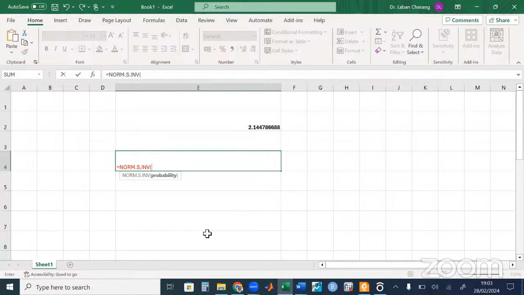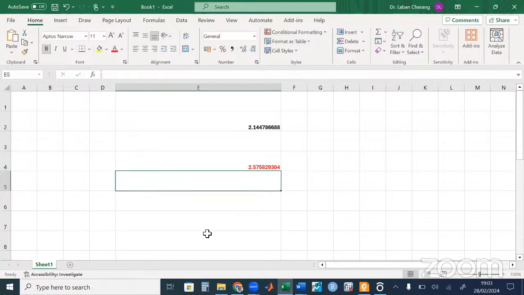So I'll show you the other way of doing it. 1 minus 0.01 divided by 2, because it's two-sided, so that I have on both ends 0.005, 0.005, because there are two ends. Then from there, you hit enter, you get that one. So that is the value we're looking at here, 2.58.